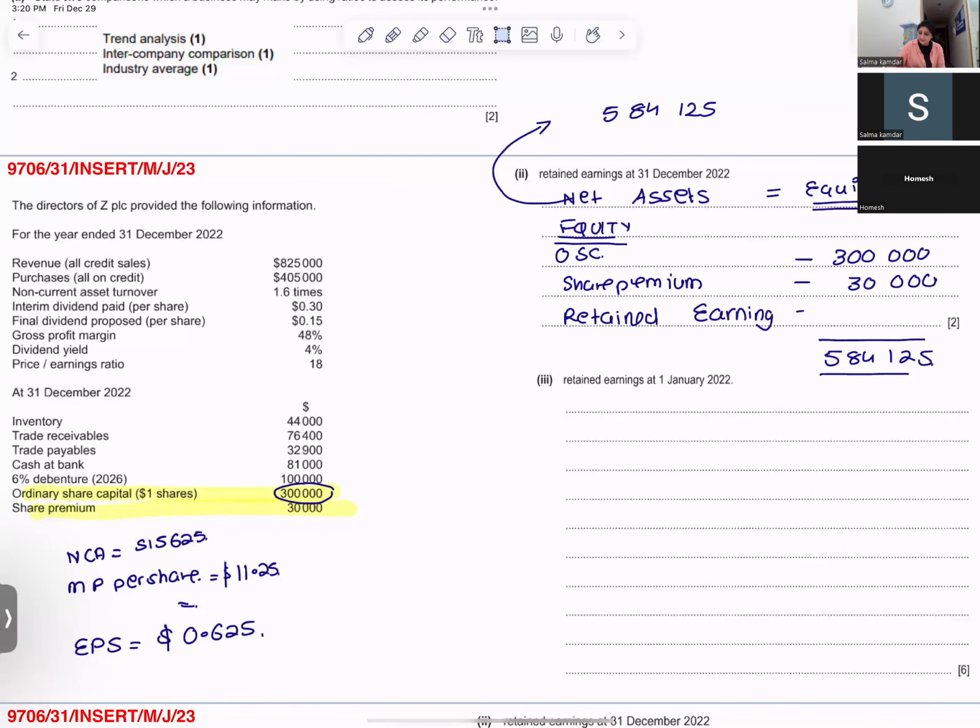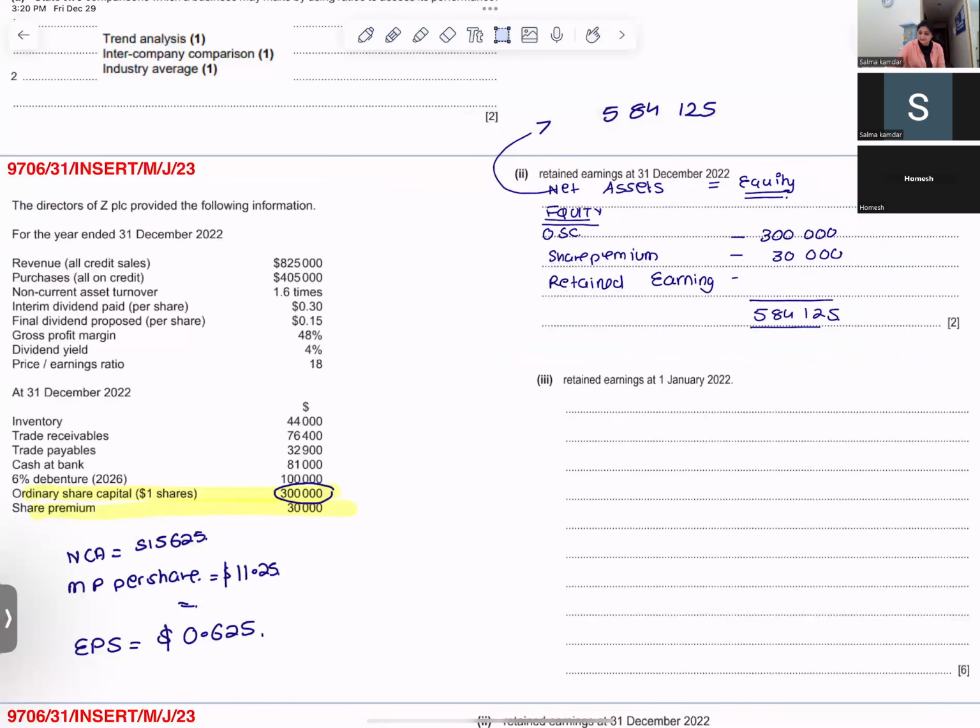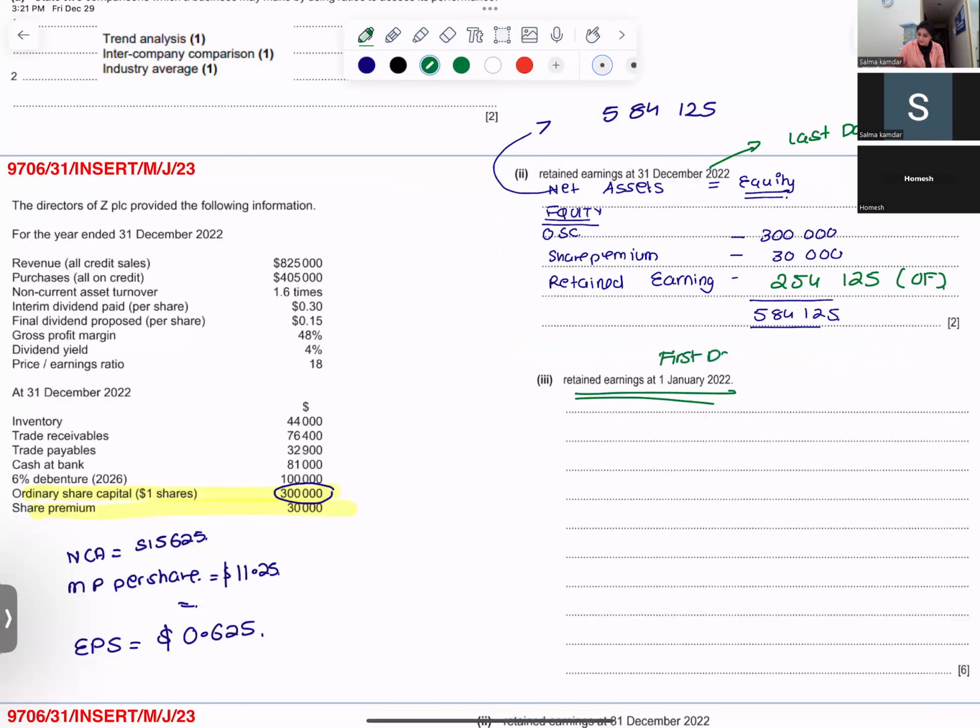So now can you tell me what will be your retained earnings? That means we only have to subtract it. Let me just calculate it. So can I say it is 254,125? Yes, done. So this is the retained earnings on the last date. Now they want retained earnings on the first date.